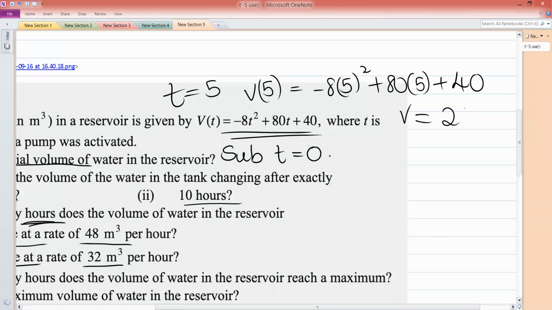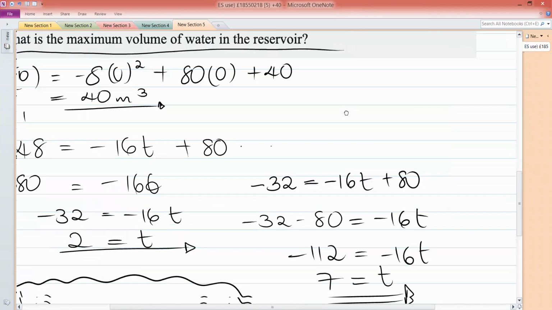Volume is equal to 240. Now this is the maximum meters cubed. Okay, so that was an example of an optimization type question. All right.